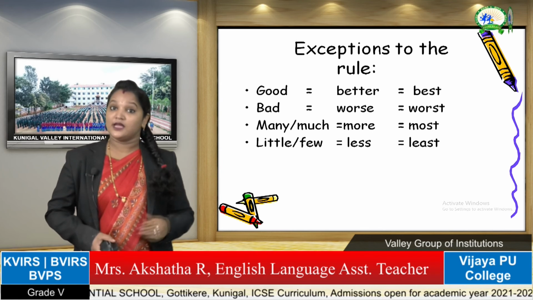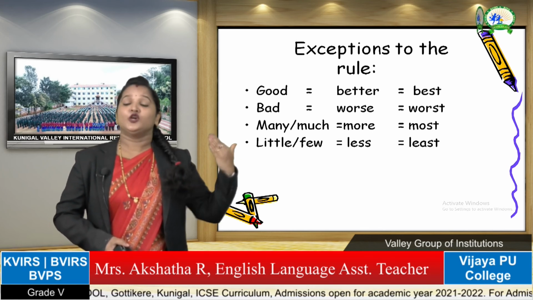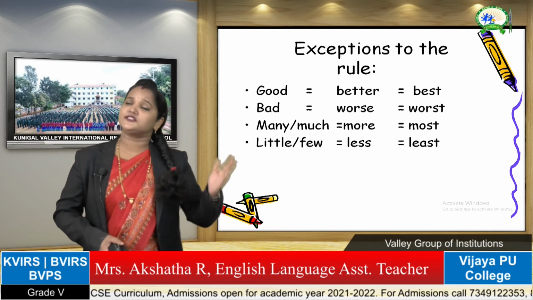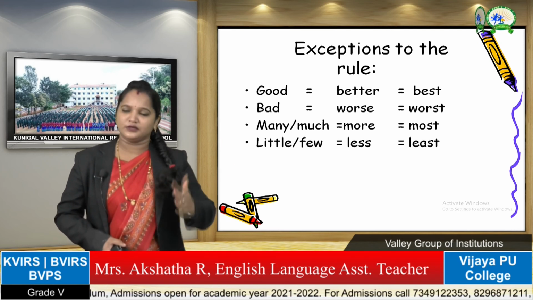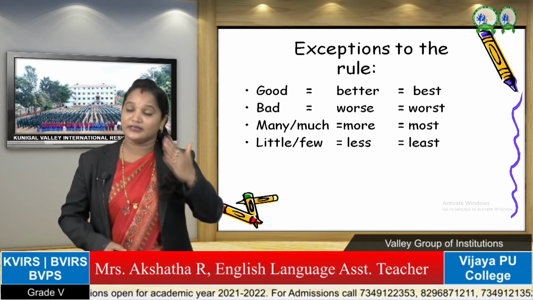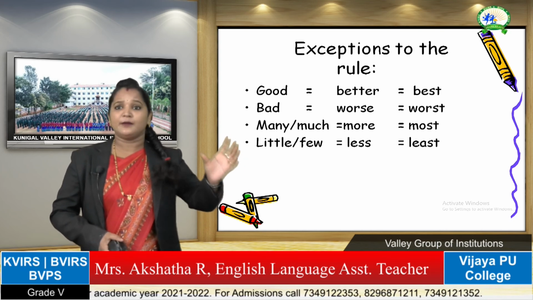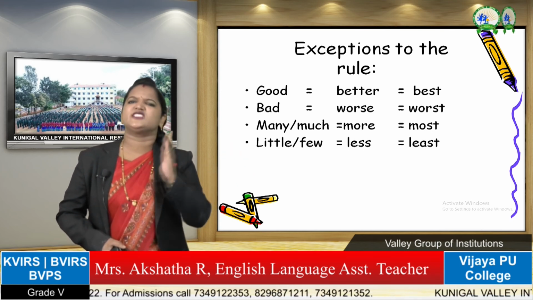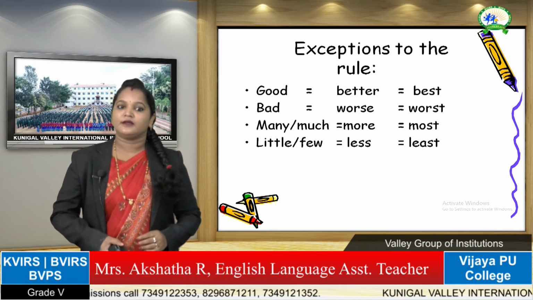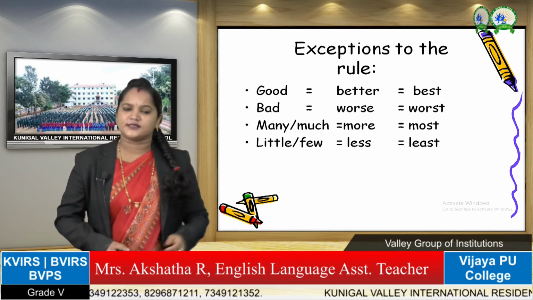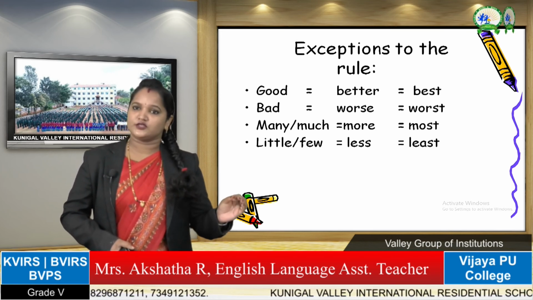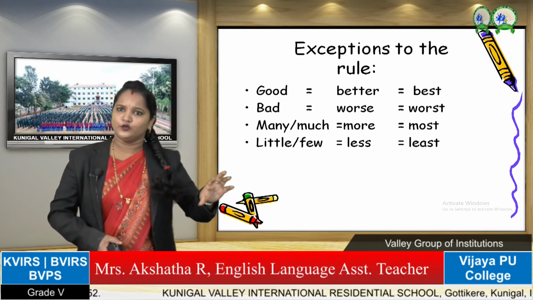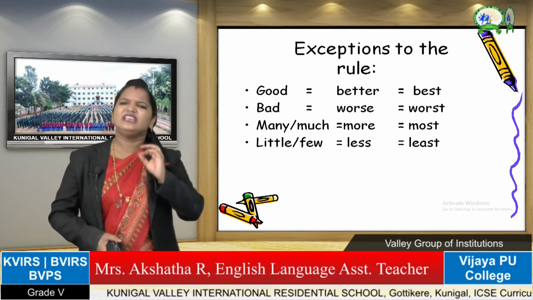Some exceptional cases: how we saw in comparative degree, good becomes better. We are not writing gooder or badder like that. Same way in the superlative degree also some exceptional rule is there. To the rule there are exceptional cases. Good, in the comparative degree it will become better, but in the superlative degree it becomes best. She is the best girl in the class. Bad, worse, worst. Many or much, we'll say more, most. Little or few, you will say less or least.